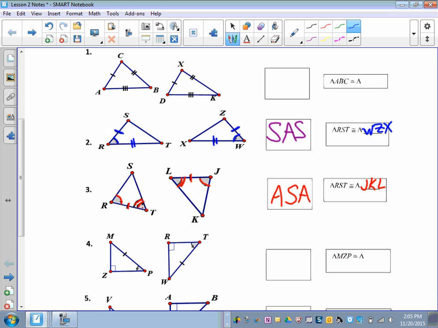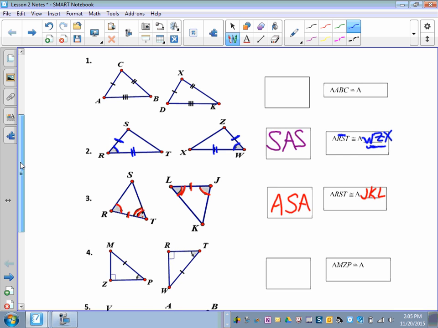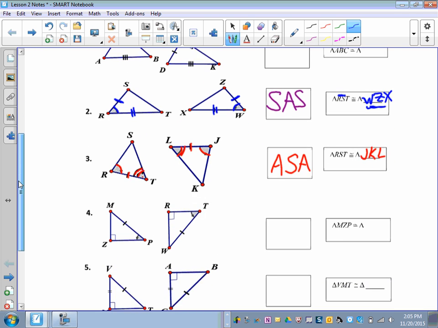You'll notice too that RS should correspond with WZ. And we see that side RS is congruent to side WZ. So the sides should match up as well as the angles. Taking a look then, now you kind of see where we're going.